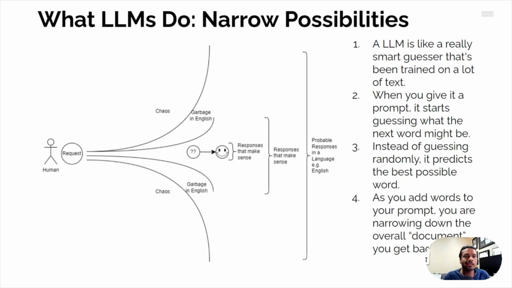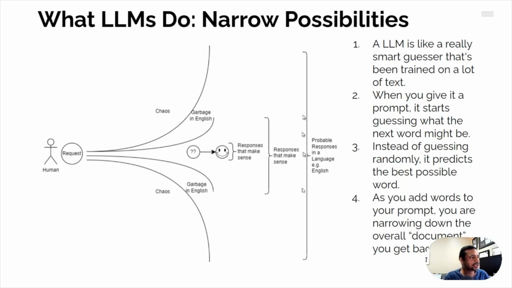At the end of the day, what happens in LLMs is that when you're making a request, it's narrowing the possibilities of what could come back. So if you can imagine, if you type something, it could give you chaos, meaning random characters, but it's not doing that. So it's kind of giving you stuff in English, right? But it could give you garbage in English.